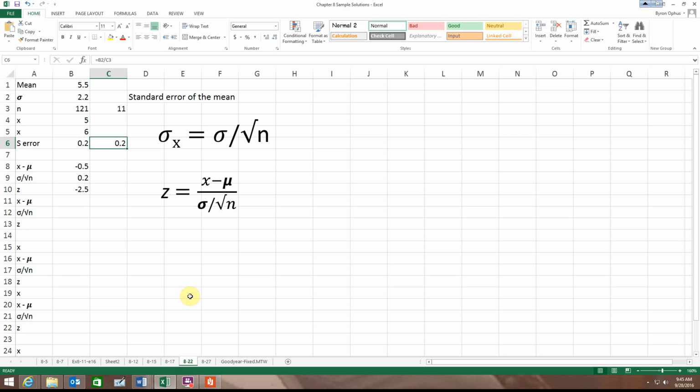So our first x value is 5, and our second x value is 6. So 5 minus 5.5 is minus 0.5. Our standard error of the mean, or the bottom part of the equation, is that. So our z is that. Okay, that's a big z number, right? 2.5.